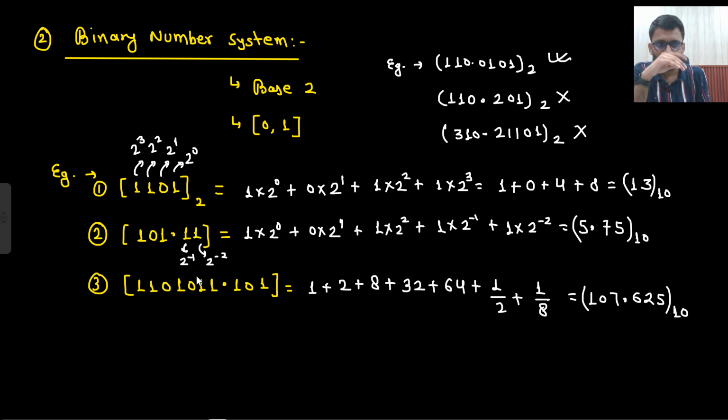1 into 2 to the power 1 plus 1 into 2 to the power 2. Sorry, 2 to the power 0. From 0 it will start: 0, 1, 2, 3, 4, 5, 6. In that manner we are going.